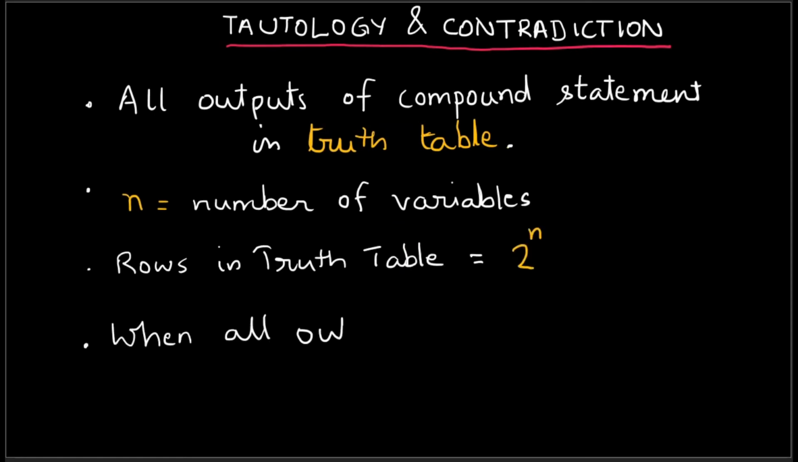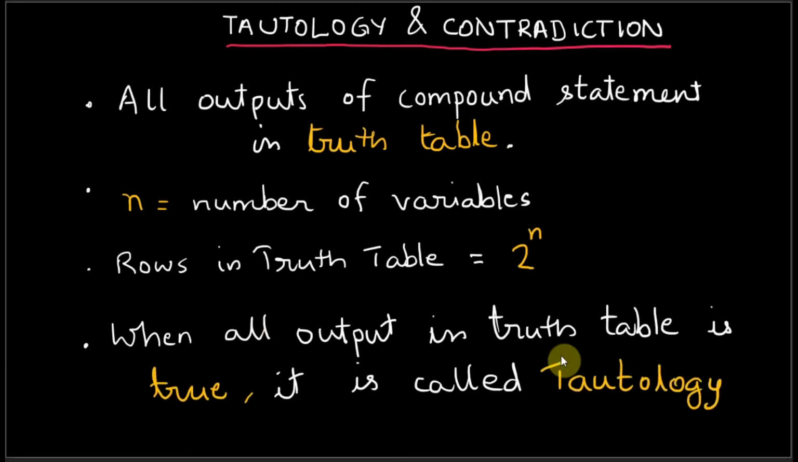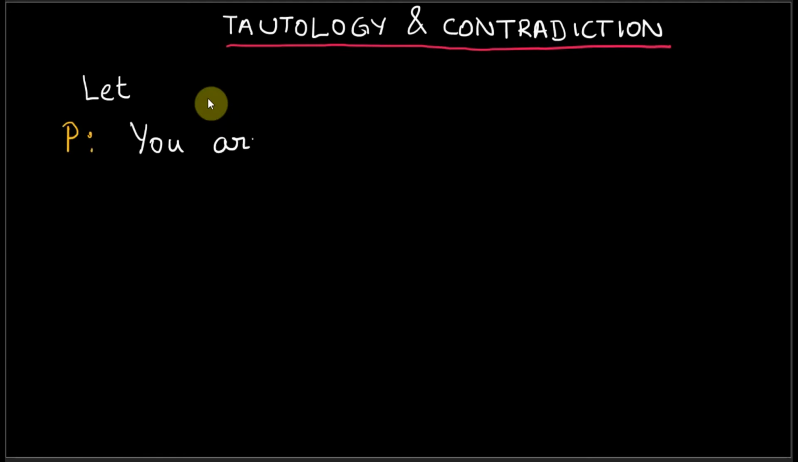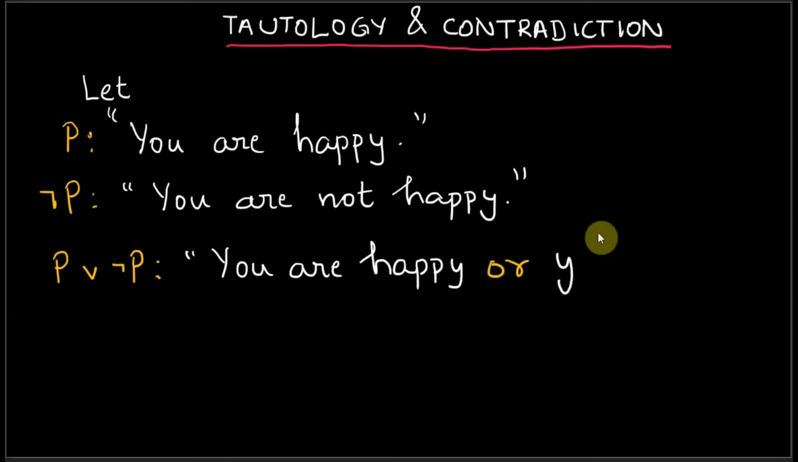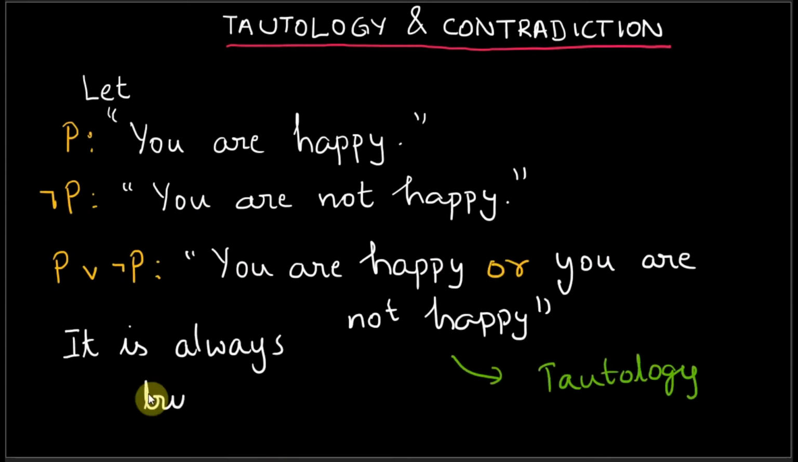When all the outputs of a compound statement are true, it is called a tautology. So a tautology is true for any input combination of truth values of the individual statements that are part of the compound statement. Let P be the statement "you are happy" and negation of P is "you are not happy." The compound statement "you are happy or you are not happy" is a tautology. It is always going to be true.